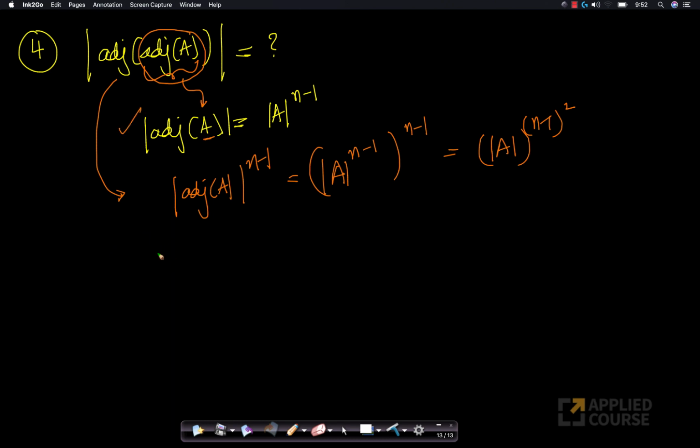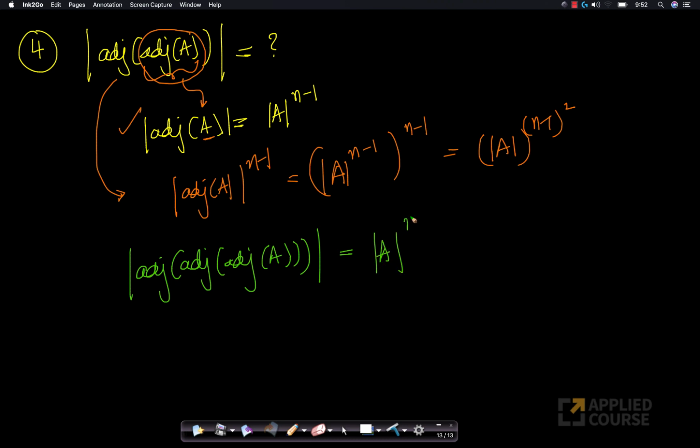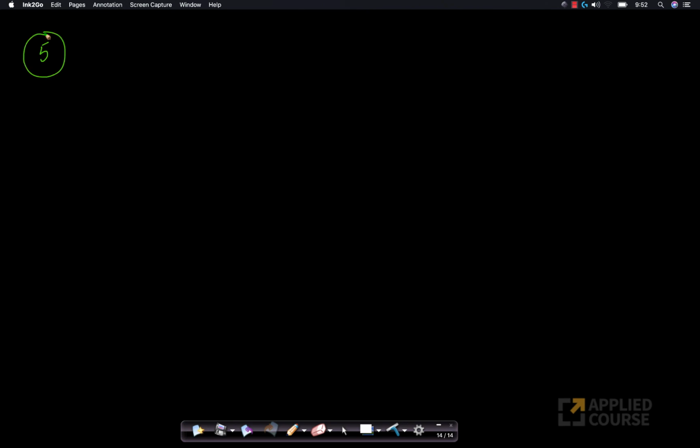Similarly, there is a very similar concept, which you can prove very similarly: det of adjoint of adjoint of adjoint of A. This is going to be tricky. I hope I closed everything. I've closed this, I've closed this, I've closed this. You can again use the same logic here to obtain that this is equal to det of A power n minus 1 whole cube. You can arrive at this.